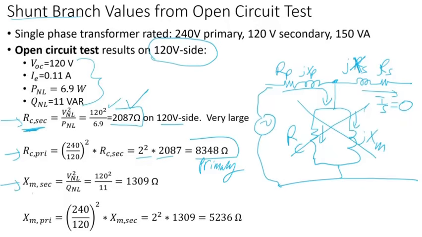Now for the magnetization reactance on the secondary side, V squared divided by Q, I plug in the numbers and I get 1309 ohms. I can take this and refer it to the primary side. So XM primary is 240 divided by 120, which is 2 squared, which is 4 times 1309. So I get 5236 ohms.